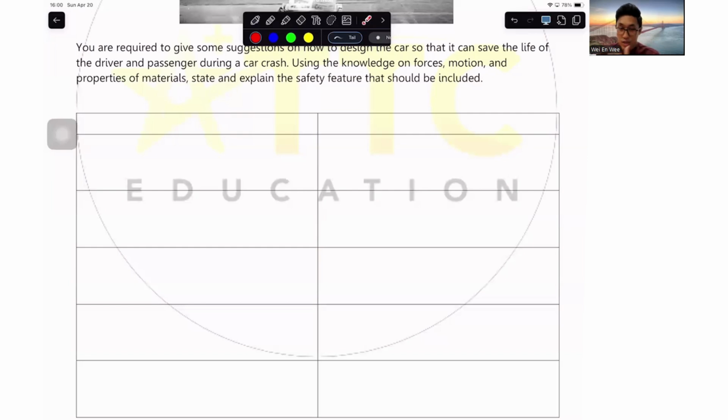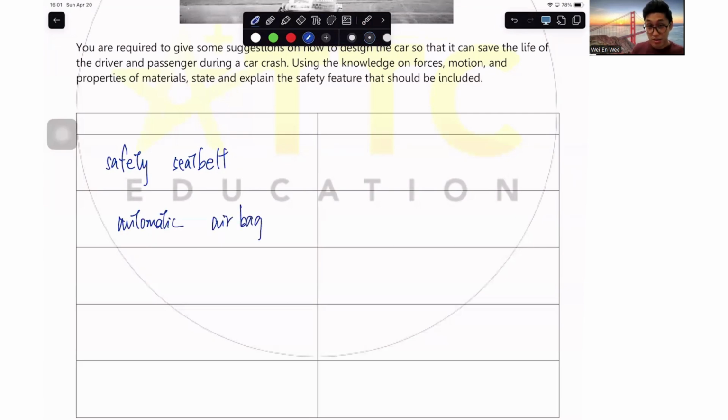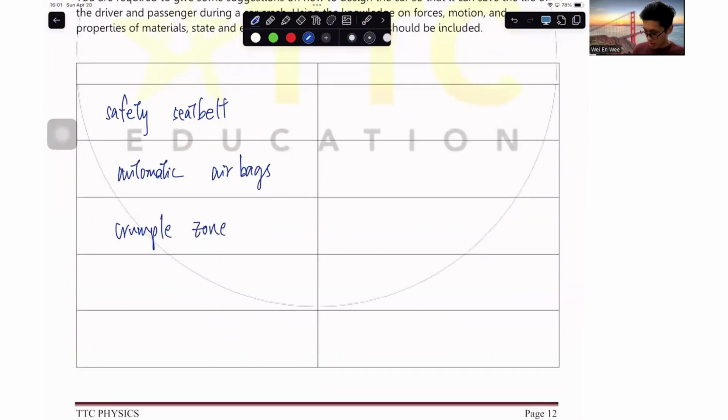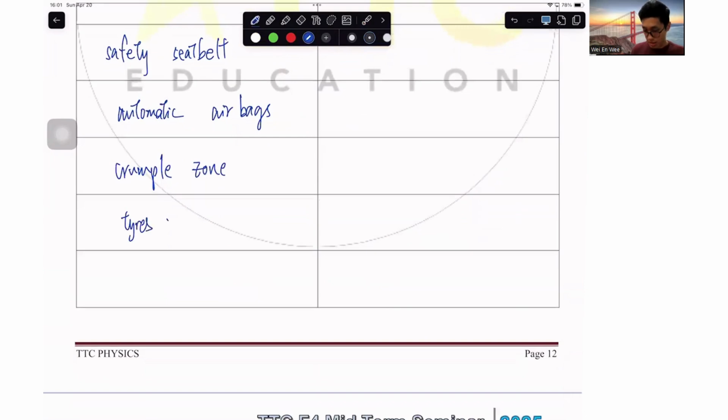Seatbelt, airbag, headrest, crumple zone, very good. Crumple zone, ABS. Okay. Some more, some more. Keep going. Faster. Okay, very good, very good. All right, automatic airbag, crumple zone. Okay, tires with threads, ABS. Okay, side impact bar, passenger safety cell, pedal dashboard.